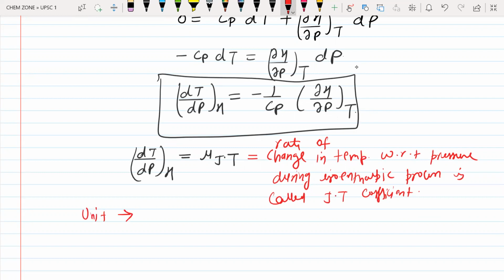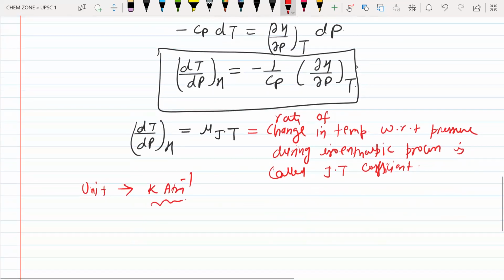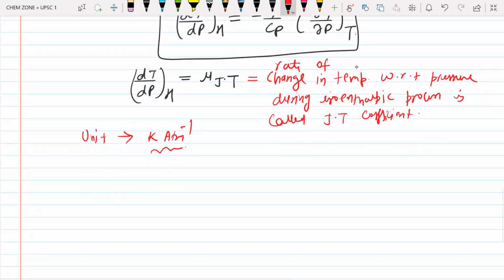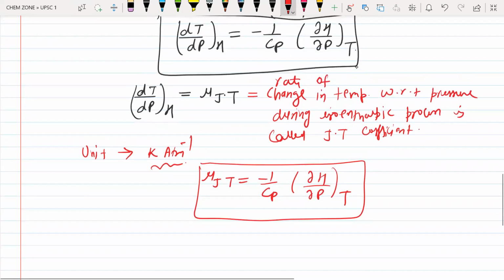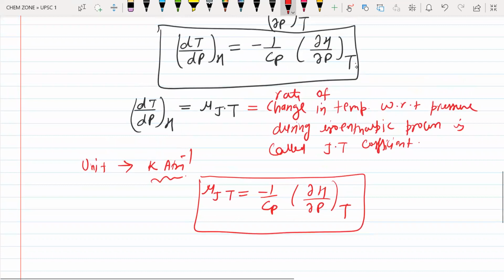As the unit of Joule-Thomson coefficient is asked, we can say that the unit of temperature is Kelvin and the unit of pressure is atmosphere, so Kelvin per atmosphere, K atm inverse, will be the unit of Joule-Thomson coefficient. So we can write the equation mu JT is equal to minus 1 by Cp del H by del P at constant T. This is the desired expression which is asked repeatedly in the previous year questions.